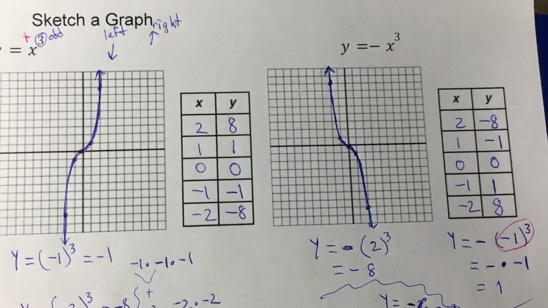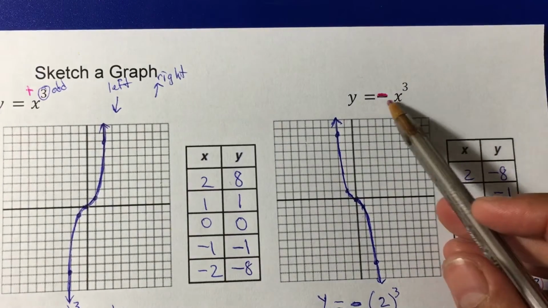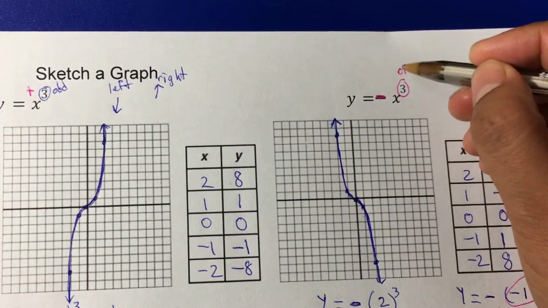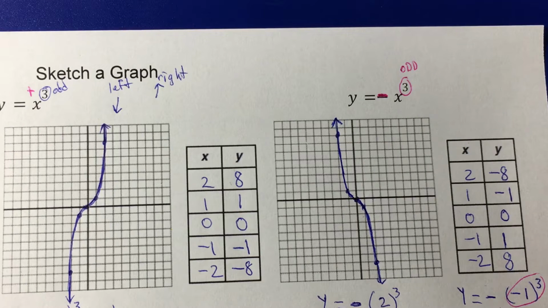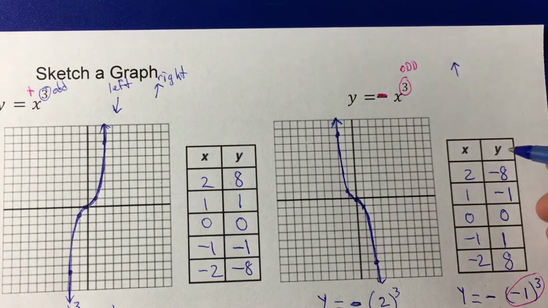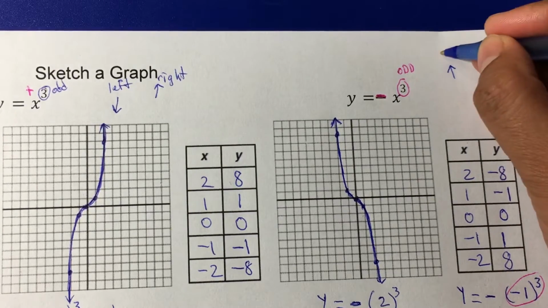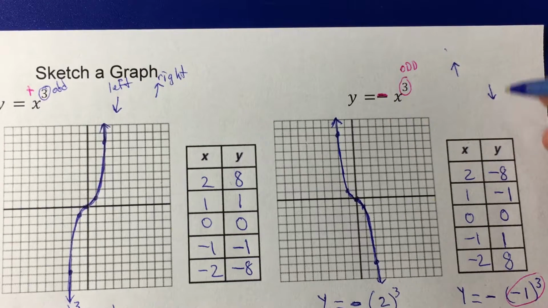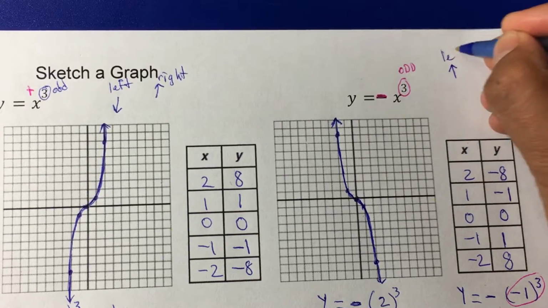And so analyzing, we have a negative leading coefficient. We have an odd degree. And what do we have for the end behavior? On the left, it goes to the positive infinity. On the right, it goes to the negative infinity. So up on the left, down on the right.